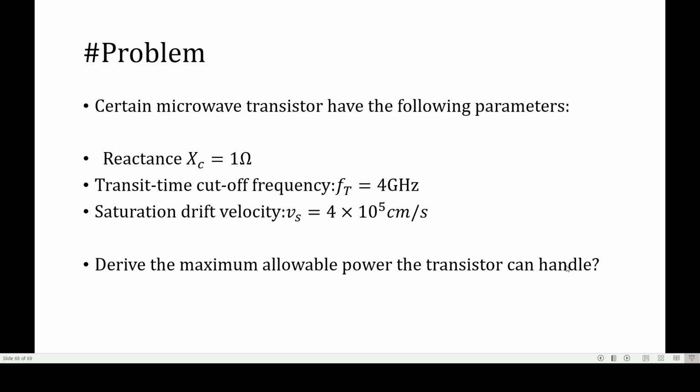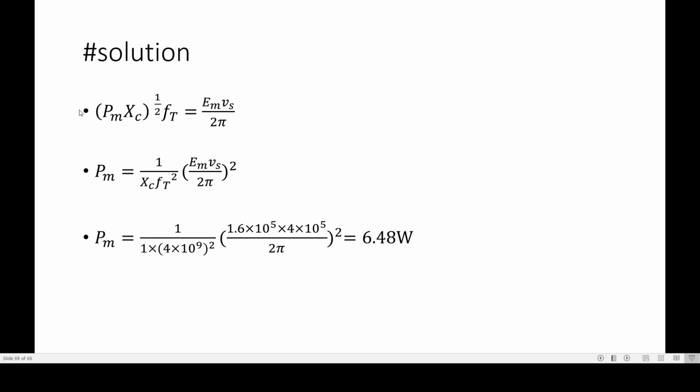We can use the third equation, the power frequency limitation. From this we know the equation Pm into Xc, the whole raised to 1 by 2, into Ft is equal to Em Vs by 2 pi. So we can write the equation for Pm from this. This is direct substitution. We know all the parameters.